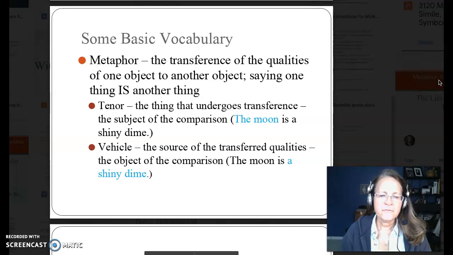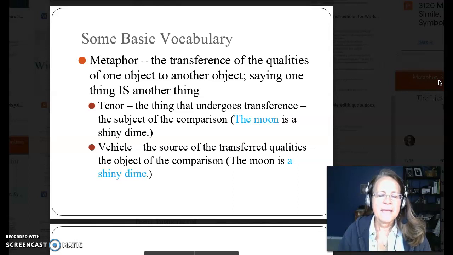So with a metaphor, there's a transference of qualities from one object to another object. And in a typical metaphor, the writer is asserting that one thing is something else. Now realize that the whole statement might not be present, but if a phrase contains an adjective or a verb that evokes some kind of object, then that is a metaphor by implication.